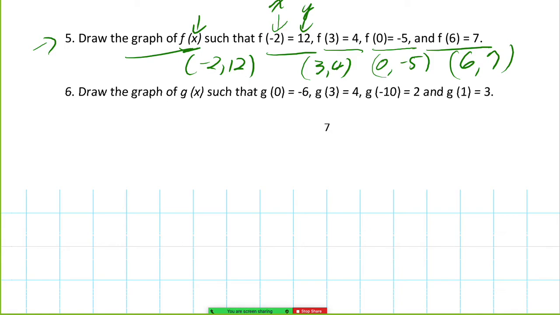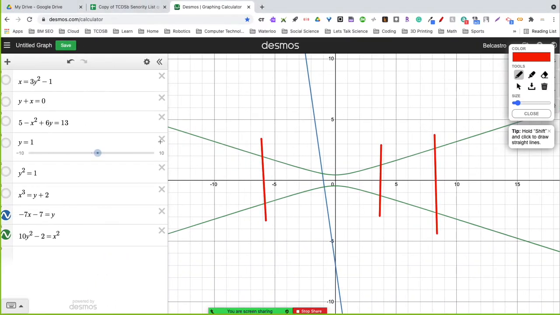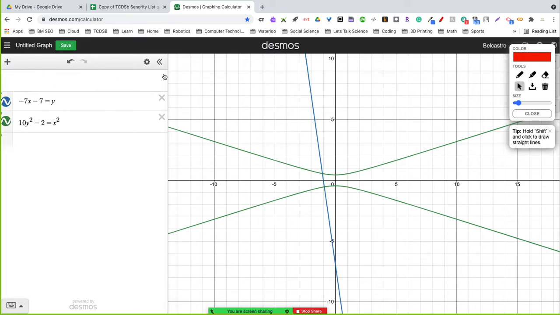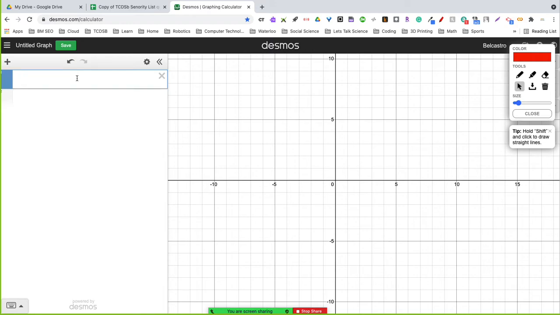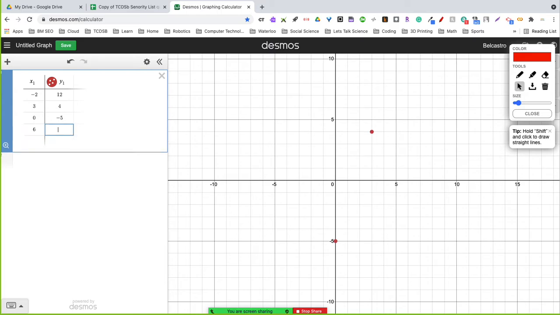We're going to plot these and see if we can figure out some type of graph that fits these coordinates. So let's jump into Desmos here. I'll turn off some of the previous things we had. I'm going to plot these as a table. Our values were -2 and 12, 3 and 4, 0, -5, and 6 and 7.